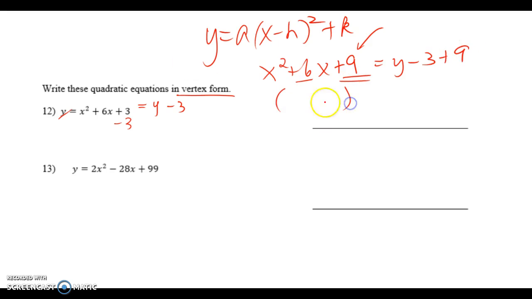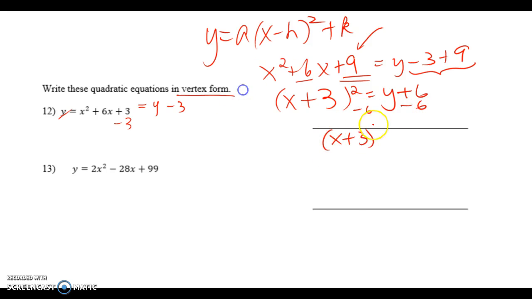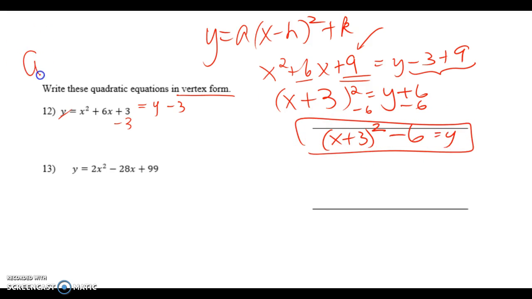This thing beautifully factors into x plus b over 2 quantity squared. So b over 2 is 6 over 2 is 3 equals y minus 3 plus 9 is plus 6. Now I have to bring this back over, and I get x plus 3 squared minus 6 equals y. There's the vertex form. Complete the square. We said this is the main reason you learn to complete the square, because in trig next year you'll be working with ellipses and parabolas, and you need to be able to complete the square. So let's try the same thing here.